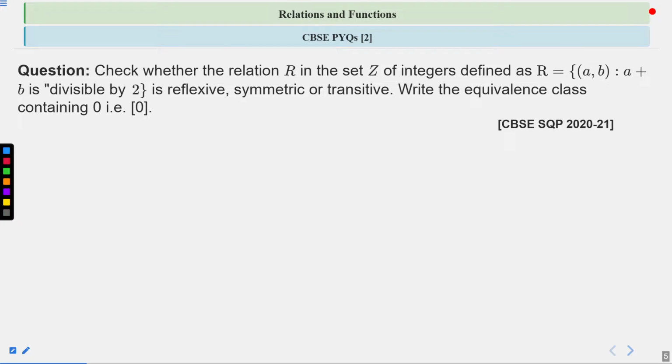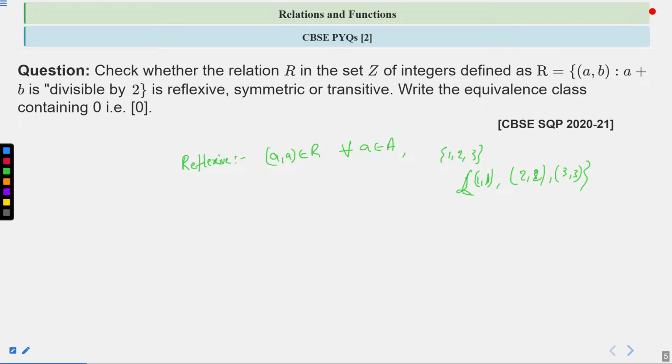Clear? So what is the condition of reflexivity? As we have discussed, the condition of reflexivity is (a, a) must belong to the relation R for all a belongs to A. Got it? Clear? Suppose you have a set {1, 2, 3}, then for this set to become reflexive, it must contain the ordered pairs (1, 1), (2, 2) and (3, 3). Clear? It must contain these things, right?